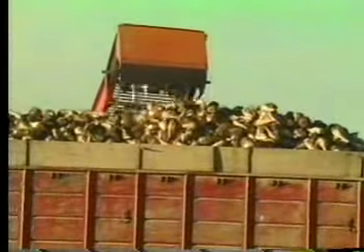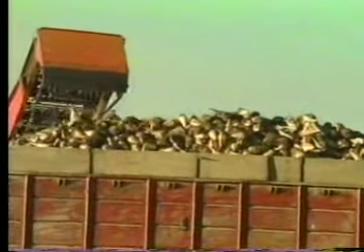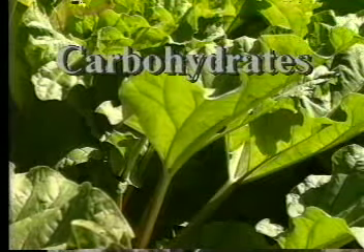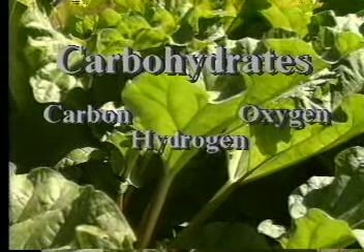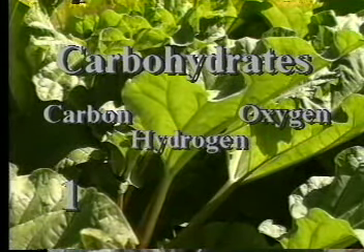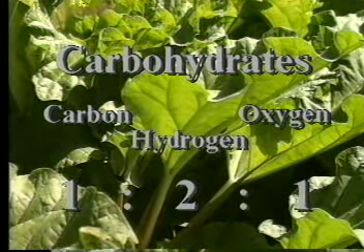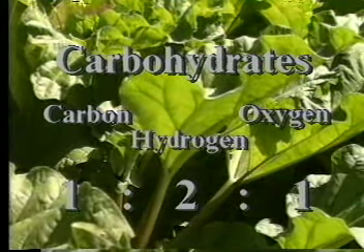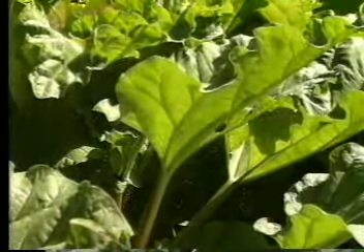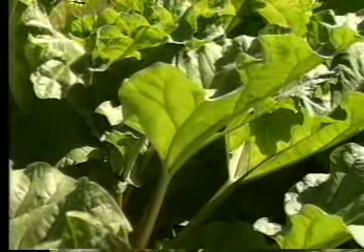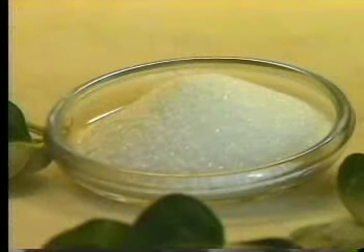Sugars belong to a class of chemicals called carbohydrates. Carbohydrates are compounds made up of the elements carbon, hydrogen, and oxygen in a ratio of 1 to 2 to 1. There are many different kinds of sugar, but one in particular lies at the center of the chemistry of life. That sugar is called glucose.